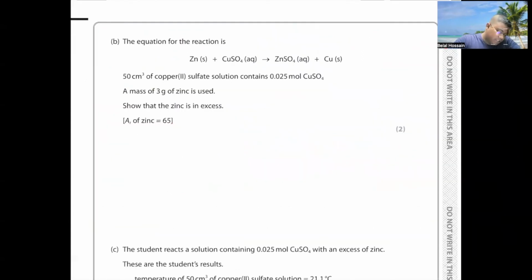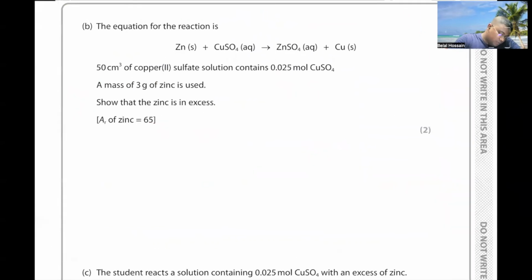Question number 11b. The equation for the reaction is zinc reacts with copper sulfate to produce zinc sulfate and copper. 50 cm³ of copper sulfate solution contains 0.025 moles of copper sulfate. A mass of 3 grams of zinc is used. Show that the zinc is in excess.